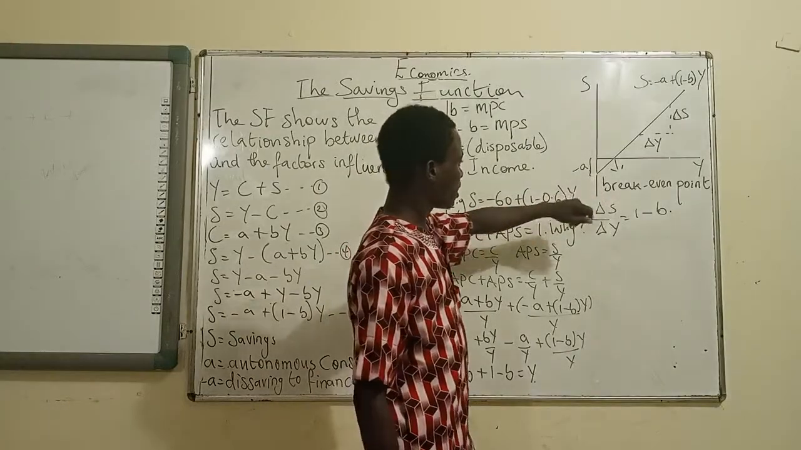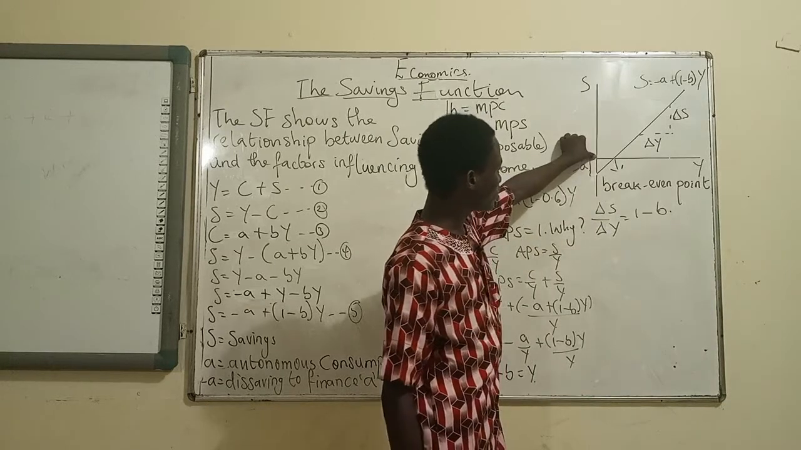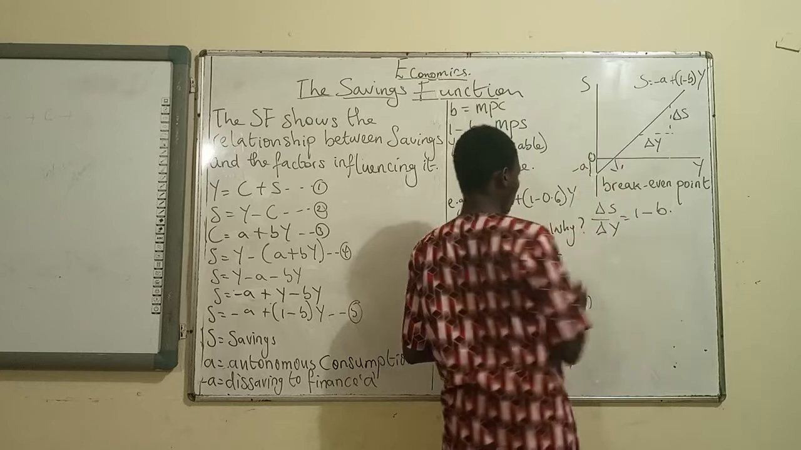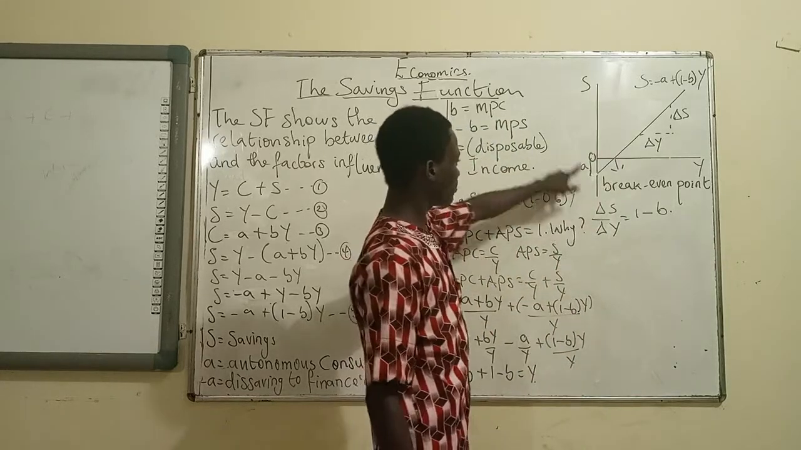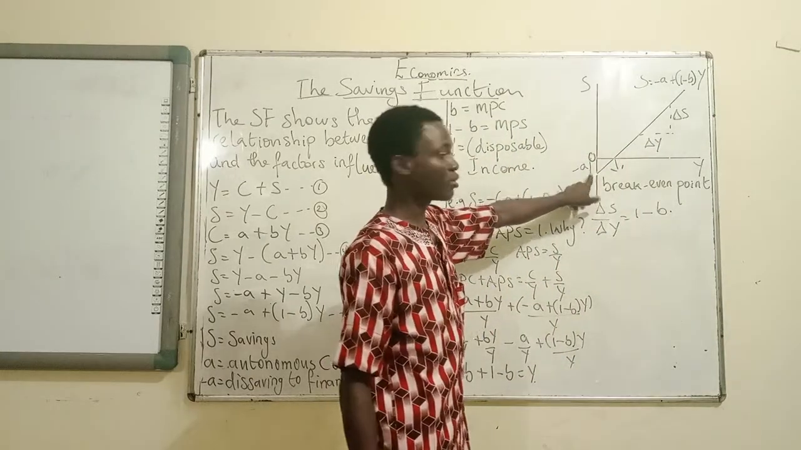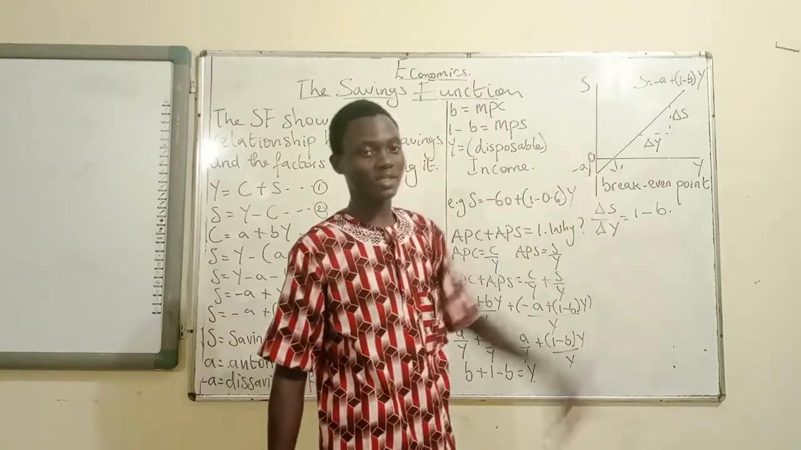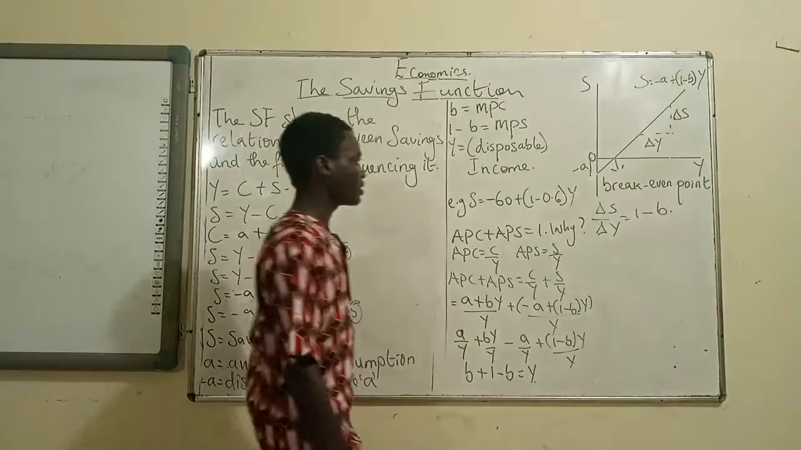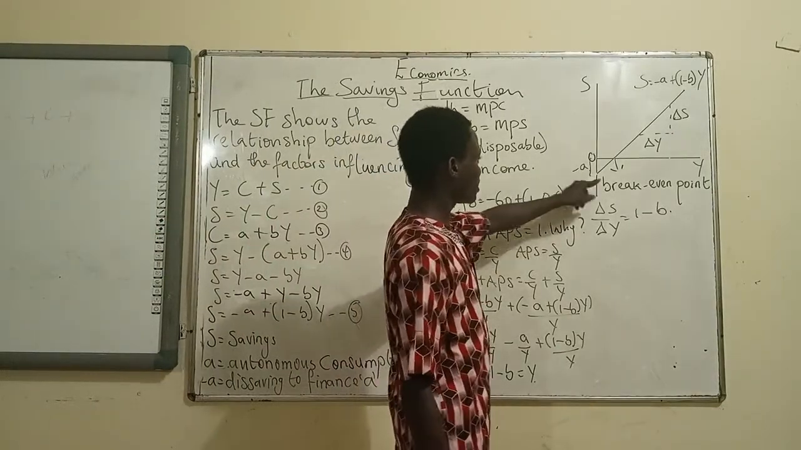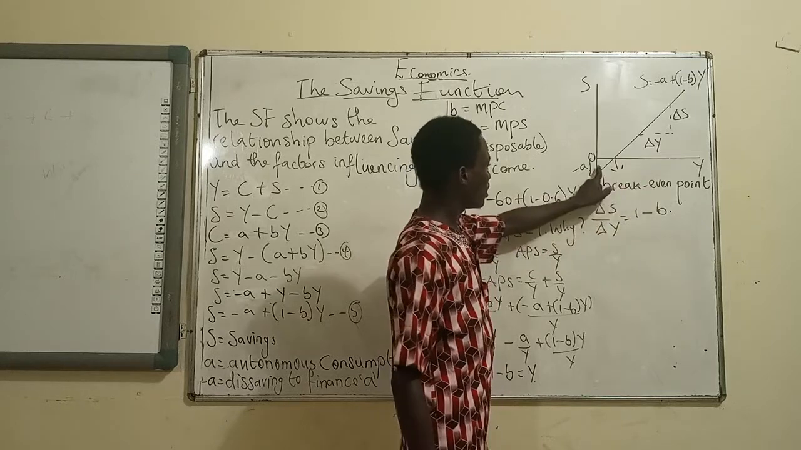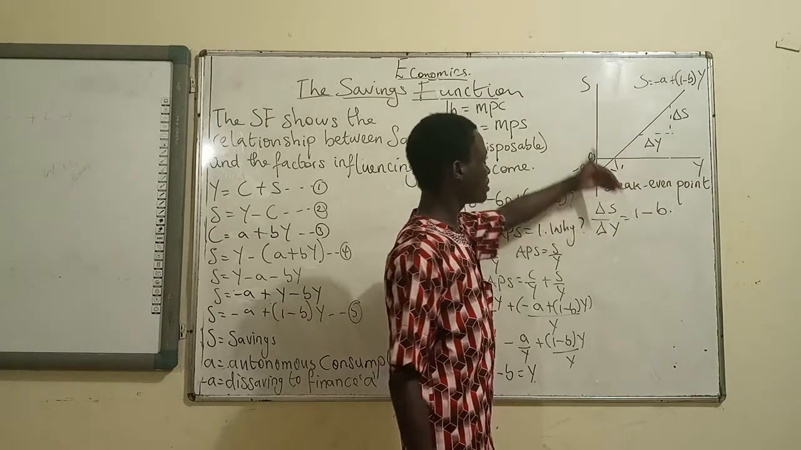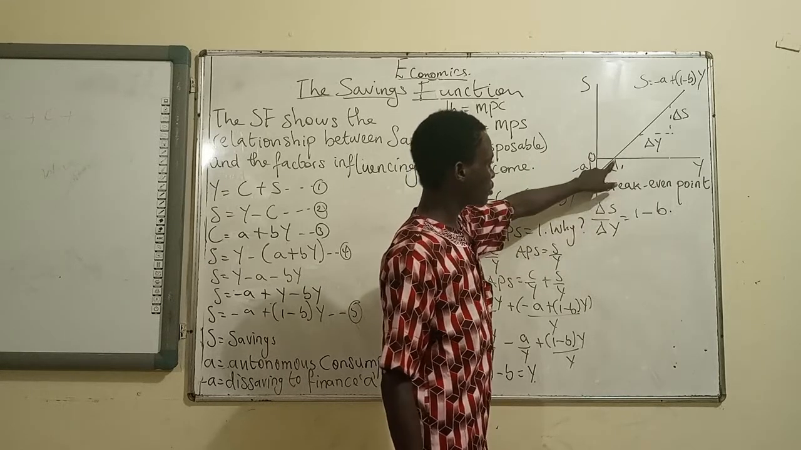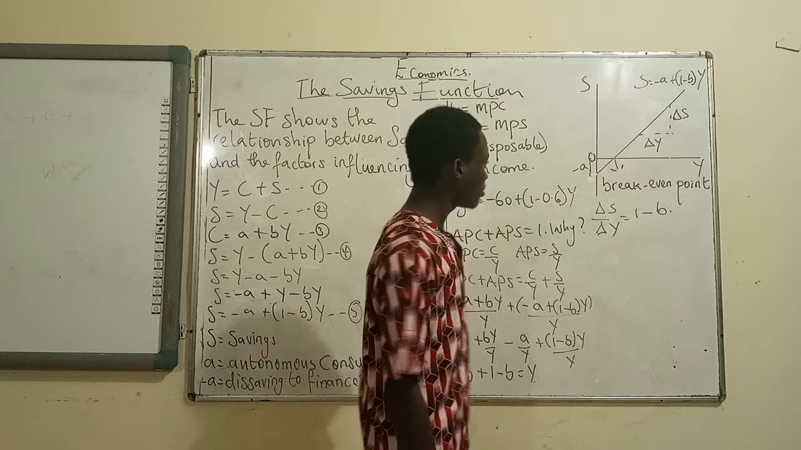Look at it. When income was 0, because this point represents 0, savings was negative, which is what we call dissaving. That is, it's a negative saving. You don't have money. You're actually taking from what you don't have yet. Then as income begins to grow, the line begins to slope upwards until we get to this point. This point is called the break-even point.